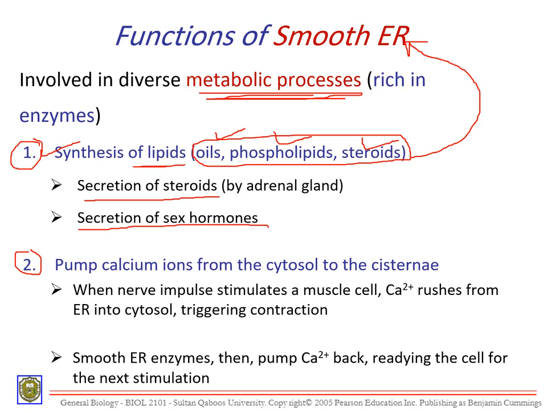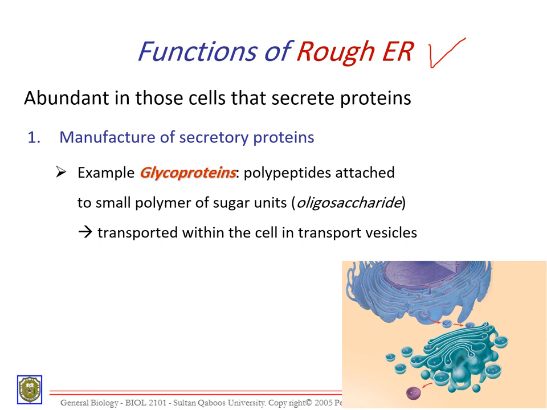What about the rough ER? These are very abundant in cells that secrete proteins because proteins need ribosomes. So what are the jobs of the rough ER? The first one is to manufacture secretory proteins like glycoproteins. Okay, and the glycoproteins are polypeptides attached to small polymers of sugar units, oligosaccharides. You find them on the outer surface of the cell, called glycoproteins.